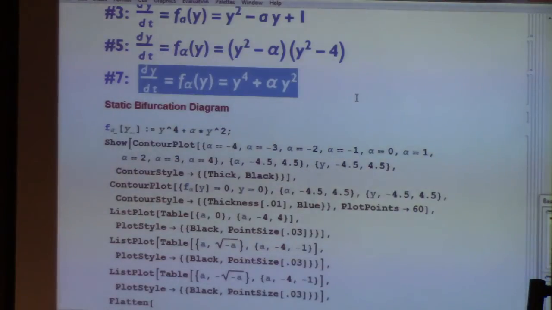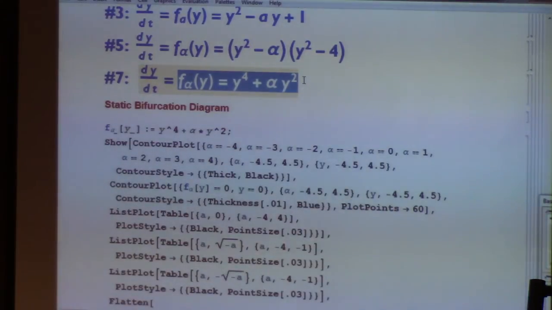So there's the family. This time I did call the parameter alpha because that's what the book called it. dy/dt equals f sub alpha of y, where f sub alpha of y equals y to the fourth plus alpha times y squared. How would you think about it by hand?